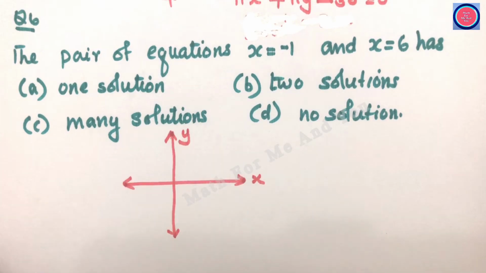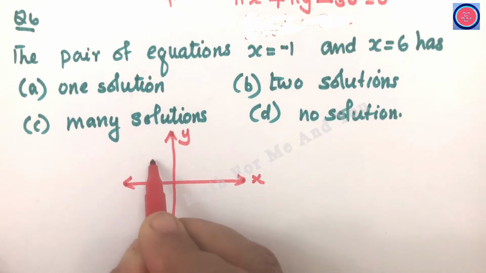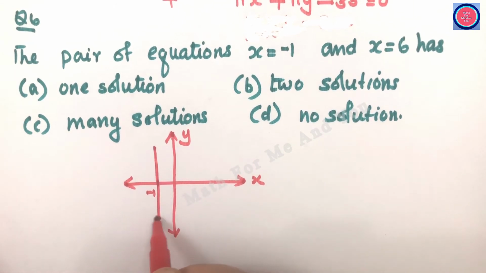First we draw the x-axis and the y-axis, and now we are going to draw the two lines x equals minus 1 and x equals 6 on this xy plane. To the left side mark minus 1 and then draw the line through this point so that we are getting the line x equals minus 1.